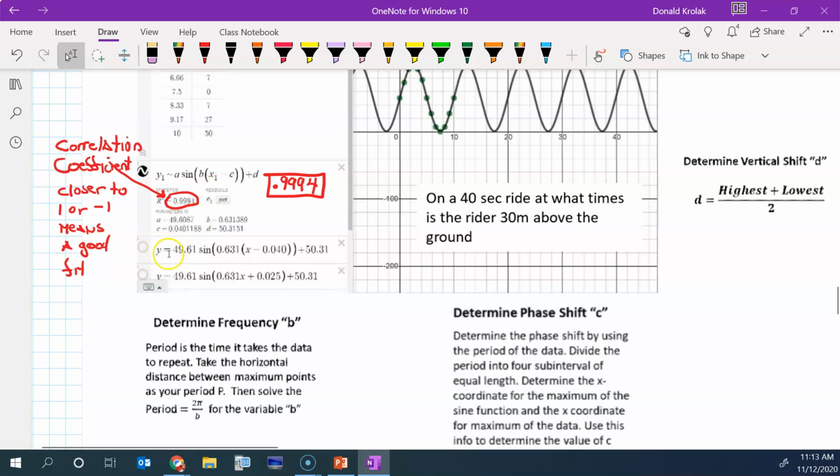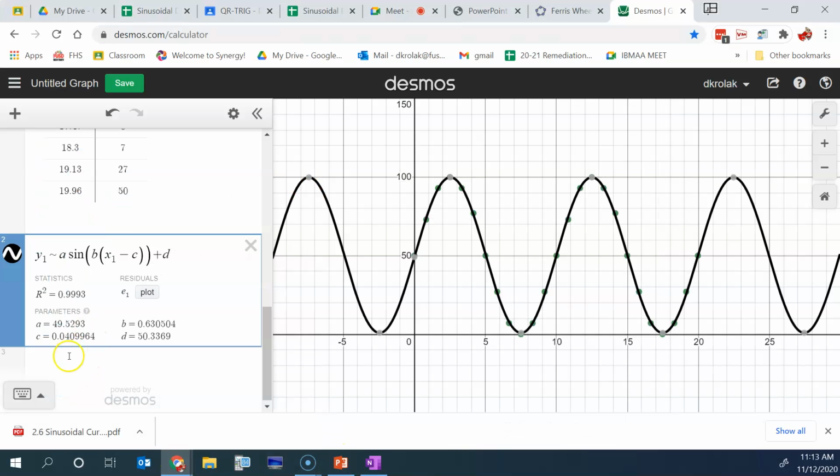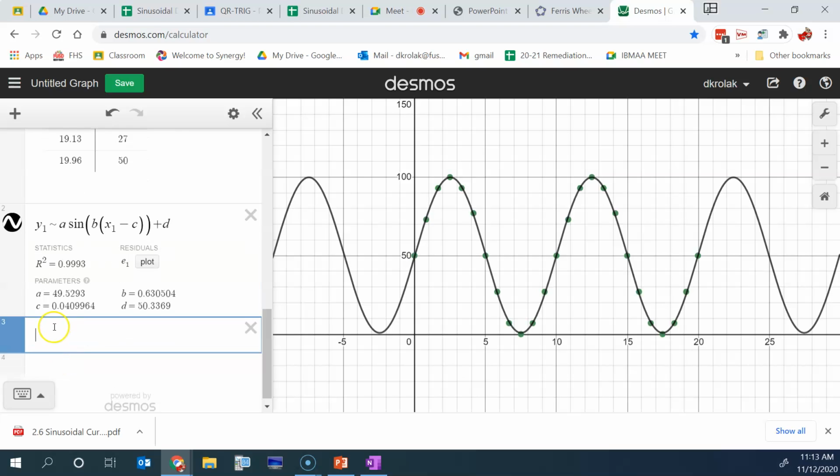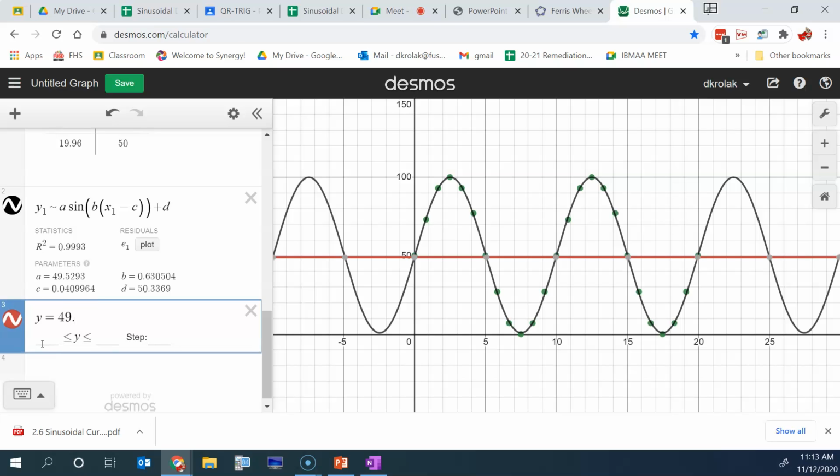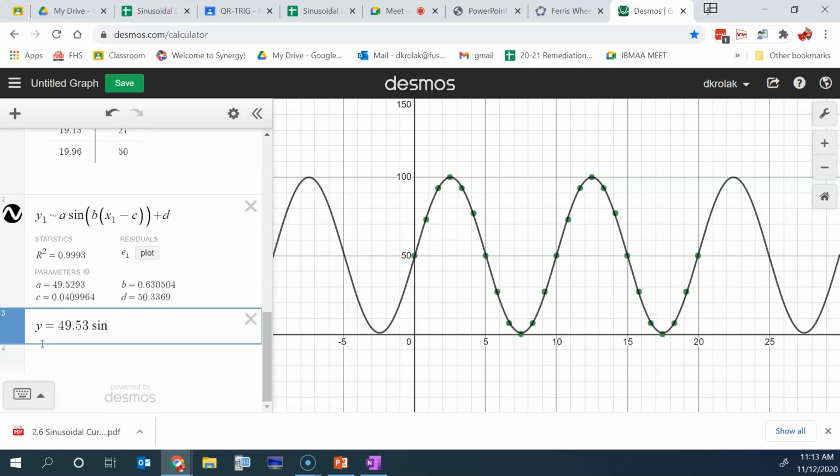Now, right down underneath it, guys, all I did was take these and I just rounded them and I wrote out the equation. All right, so let's go ahead and do that. So click right below it. And now it's just y equals. Okay, take your A and round it to 2 decimals. Okay, so 49.53 sine parenthesis.